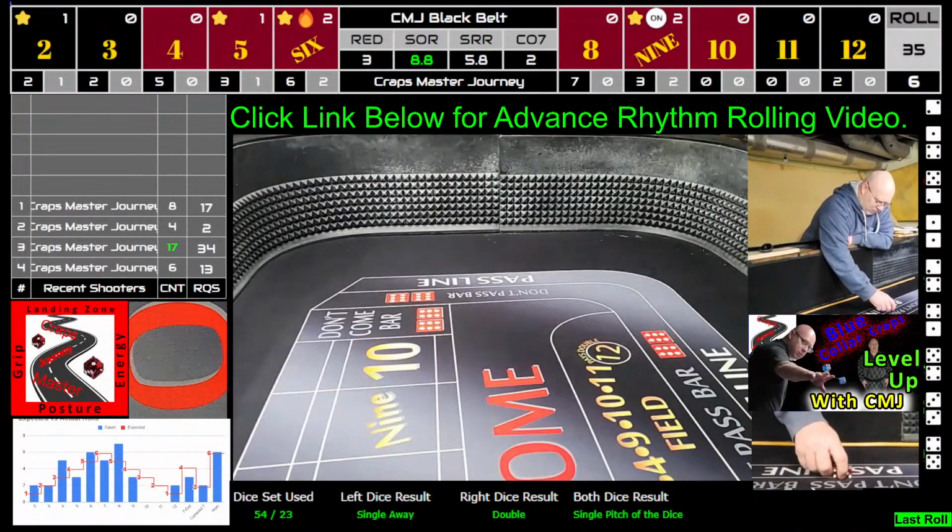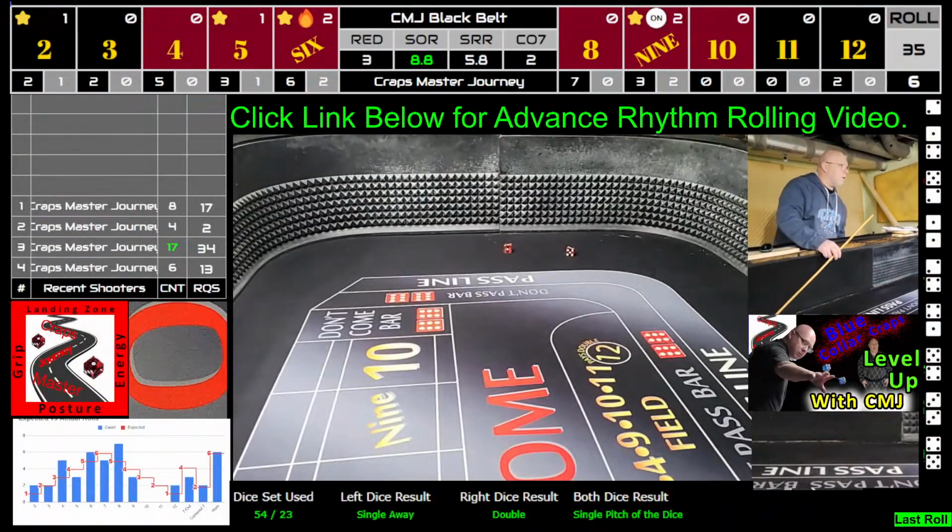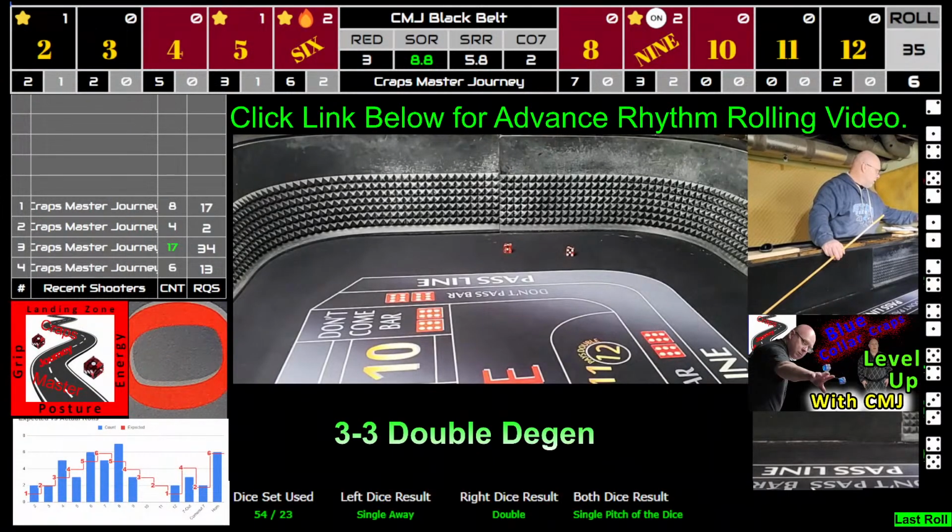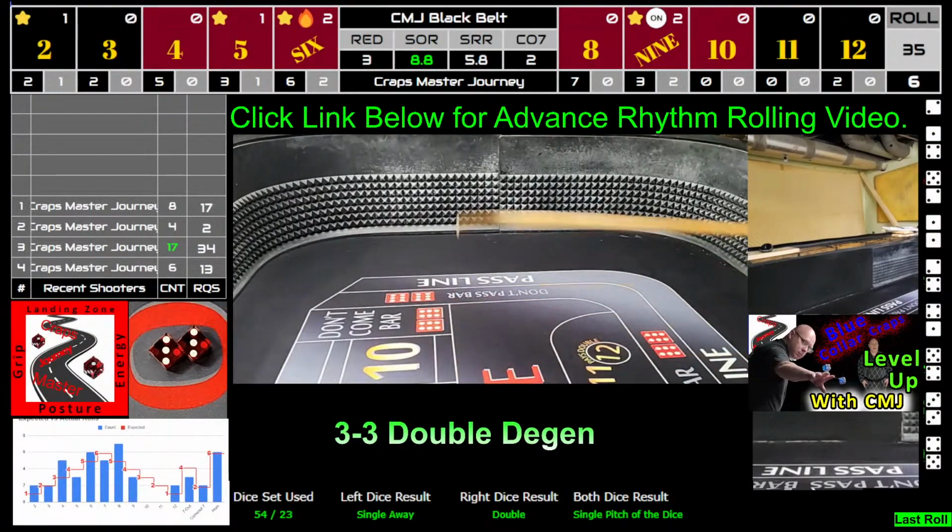Dice are apart already in my grip, so let's regrip them. Three hard, 6 double Degen. And I think that pays out another comeback, so that'll be a good thing for us. Another double pitch of the dice.